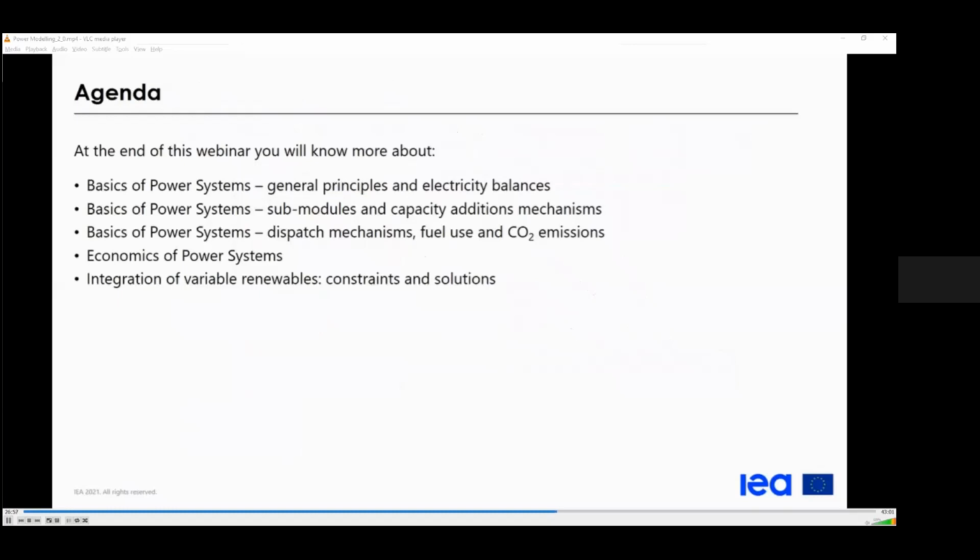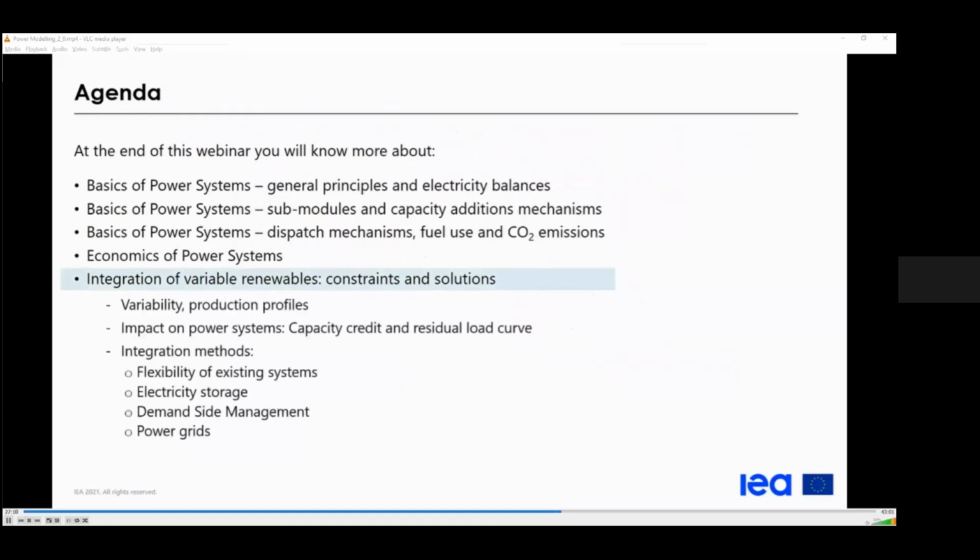We have now reached the last part of our presentation on the power sector. And for this very last section, I would like to introduce the basic principle of the concept of variable renewables. What are their constraints? What are the solutions to integrate them into the power system?